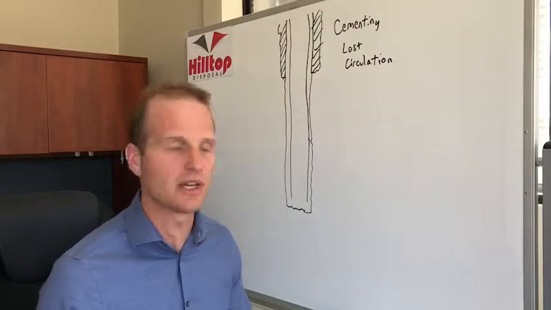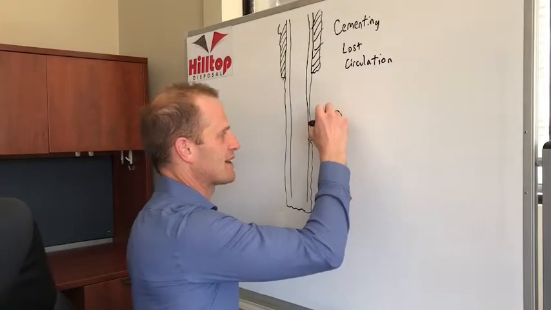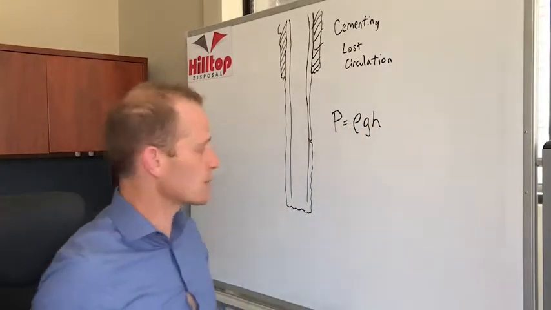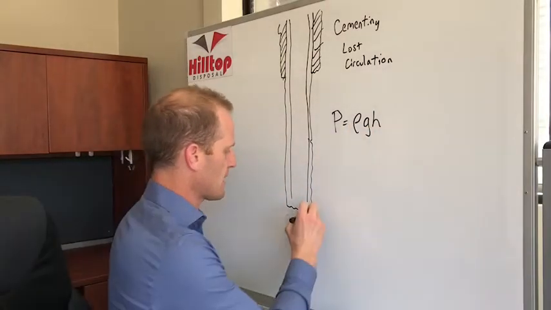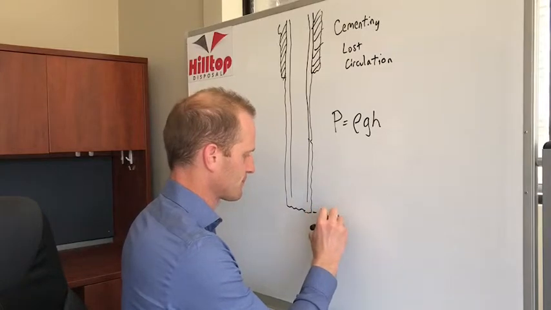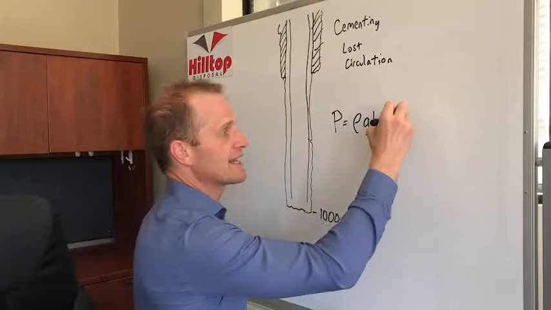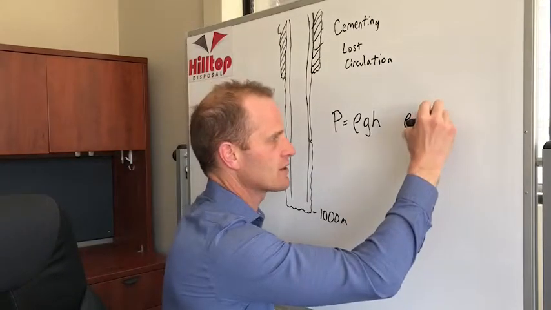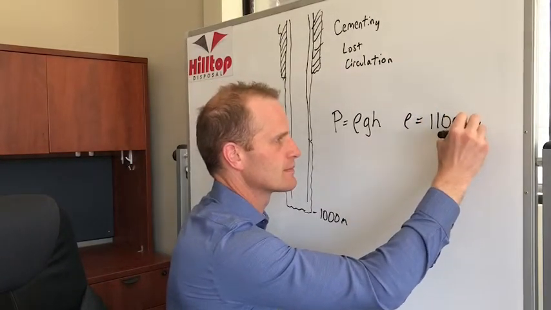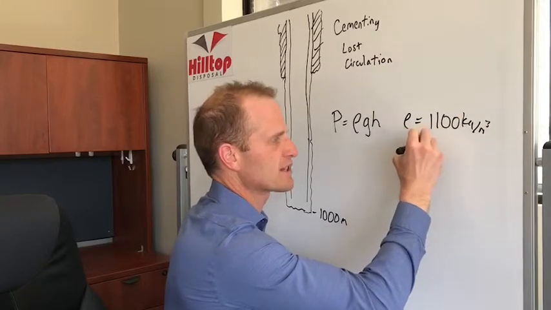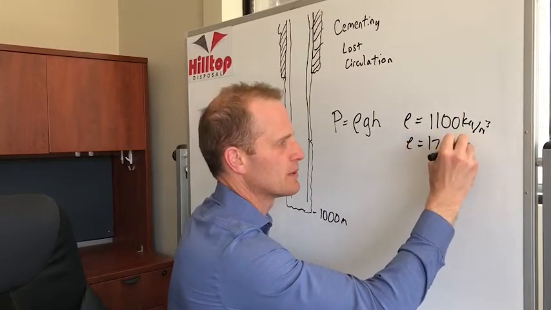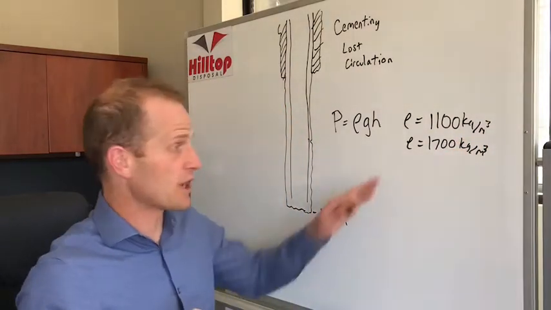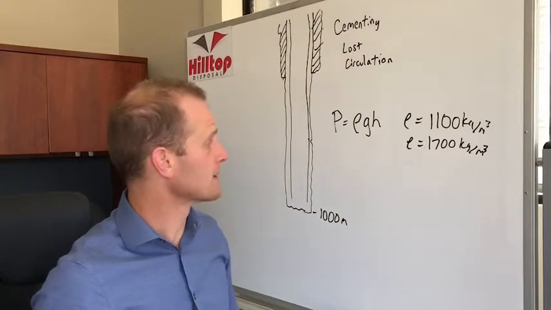from the increased pressure. I'm actually going to write a formula for you: your pressure is your density times gravity times your height at any point in your well. So let's say we're at 1,000 meters deep, just for easy math. Your density, typically of your drilling mud, is somewhere around 1,100 kilograms per cubic meter. Density of your cement is going to be 1,700 kilograms per cubic meter. Now, it might be a little bit higher or lower than that, but this will be awfully close to what you're going to see in your wellbore.